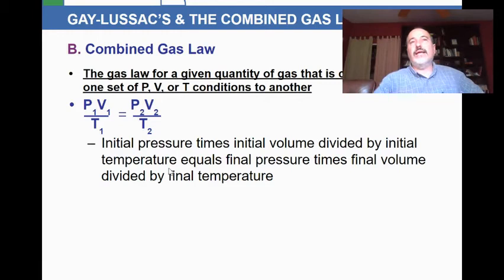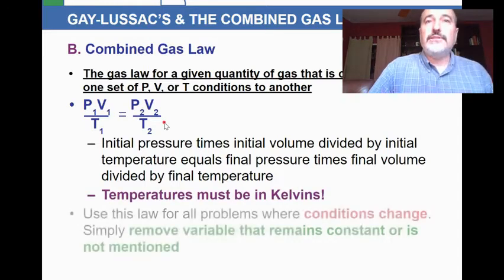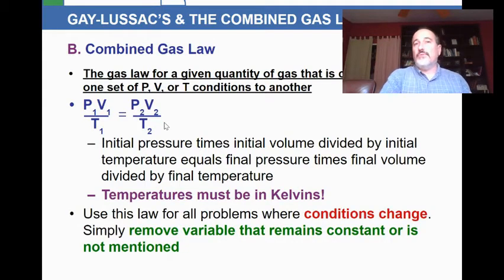For example, in the Gay-Lussac law, it said that volume was constant. So if you have a problem that says volume is constant, you simply remove the V's from both sides, and what's left is P over T equals P over T. Temperatures must be in kelvins, but you can use this law for all problems where the conditions change. You simply remove the variable that remains constant or is not mentioned. Make sure you watch the sample problem videos so you can see examples of how to do these problems. Thank you.